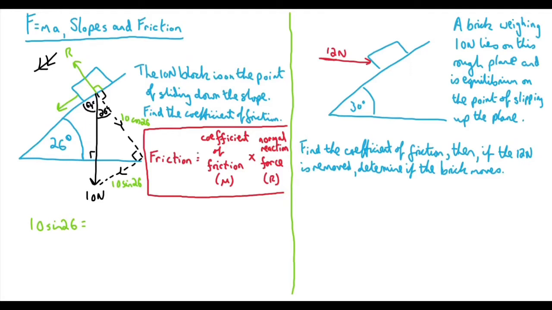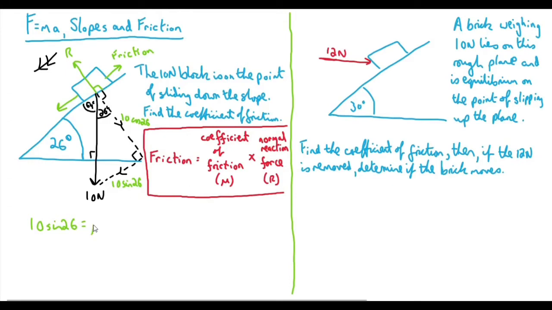Friction always acts in the opposite direction to motion or desired motion. So, if the block is on the point of sliding down, friction must be acting upwards and holding it in place. We can calculate friction as a coefficient of friction, which is just a value that any material has that describes how much friction it generates, times the normal reaction force. Because we know the normal reaction force is going to be 10 cos 26, and the coefficient of friction has this symbol here called mu, a Greek letter, the normal reaction we can just say is R.